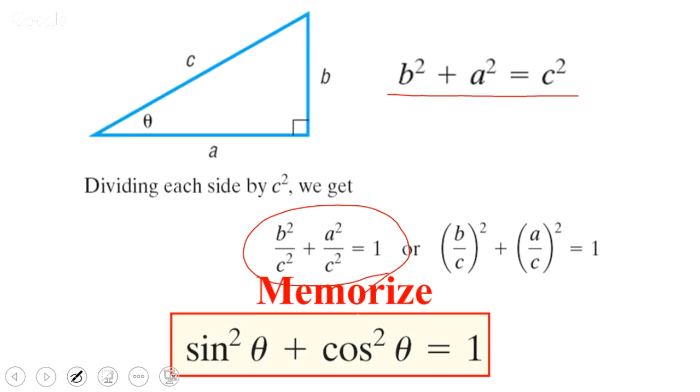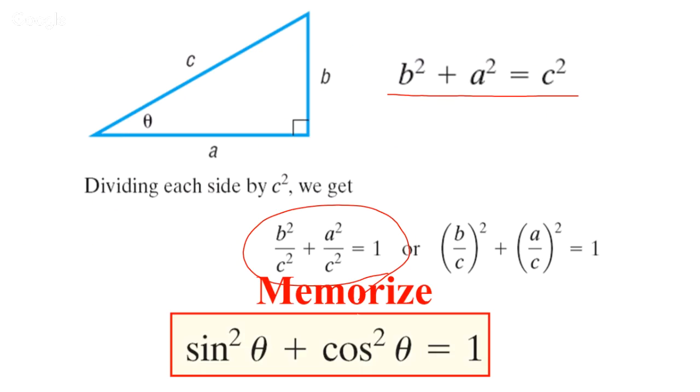So what does that tell me? Well, b over c, that's opposite over hypotenuse. Well, that's sine. And a over c, that's adjacent over hypotenuse. That's cosine. So what that tells me is sine squared plus cosine squared equals 1. So that is a Pythagorean identity. You need to know these identities I'm talking about today: the even and odd identities, and now the Pythagorean identities. So that's sine squared plus cosine squared equals 1.